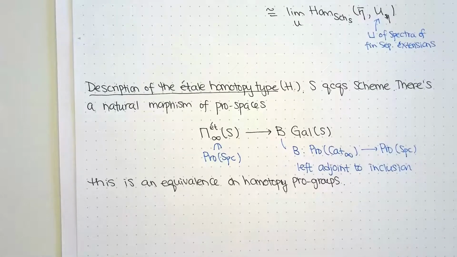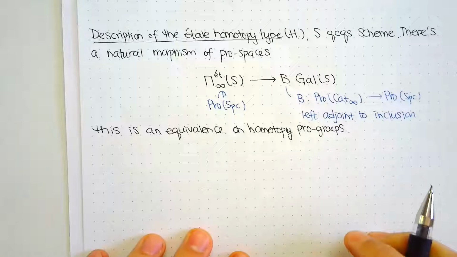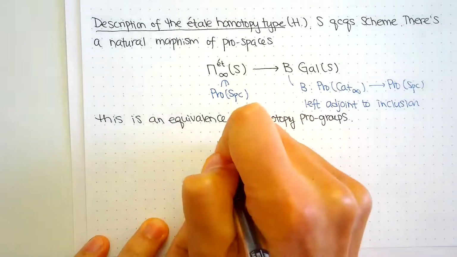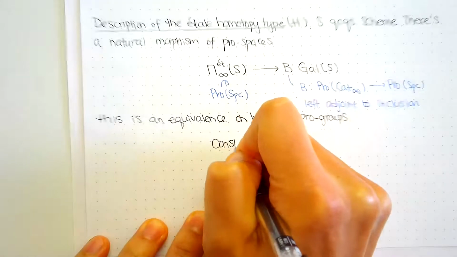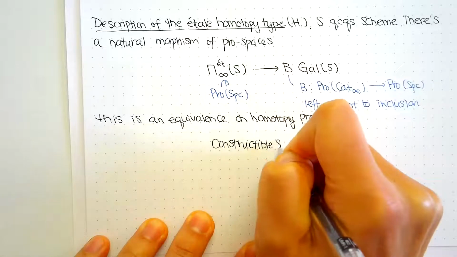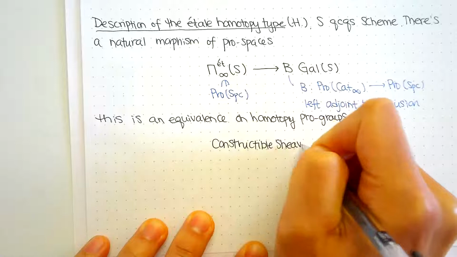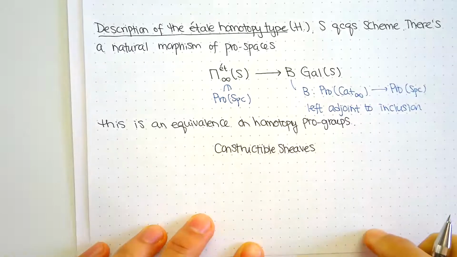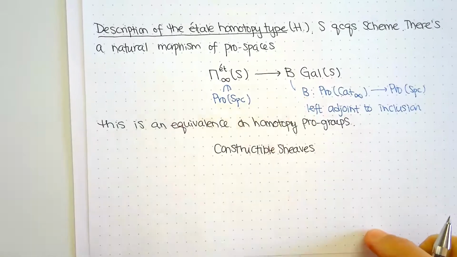Okay, that's kind of nice. Let's get to where constructible sheaves are involved. Do I understand correctly that a priori the right-hand side is much simpler than the left-hand side, or much more explicit? Yeah, a priori it's much more explicit.